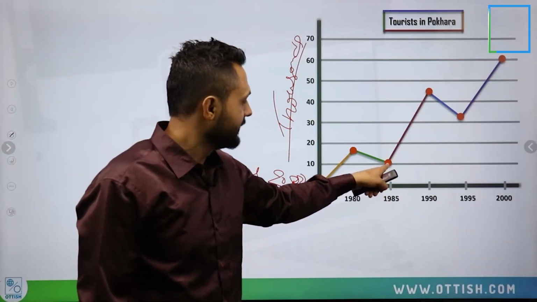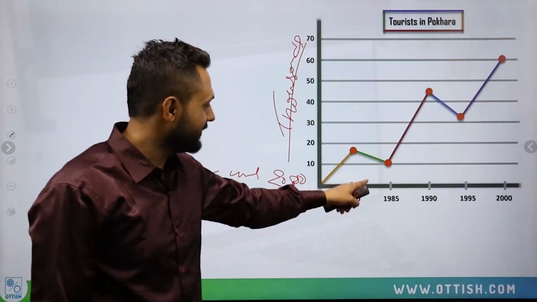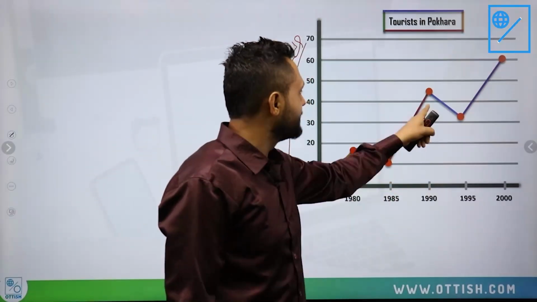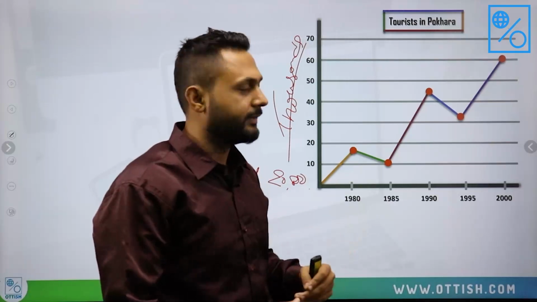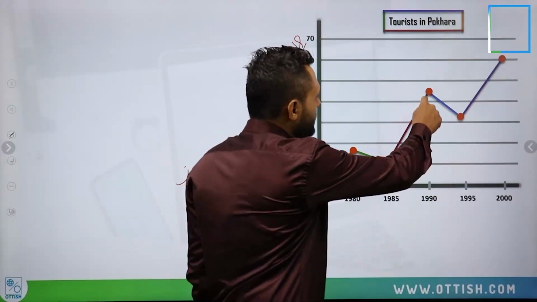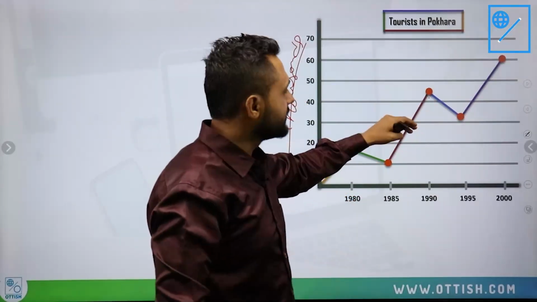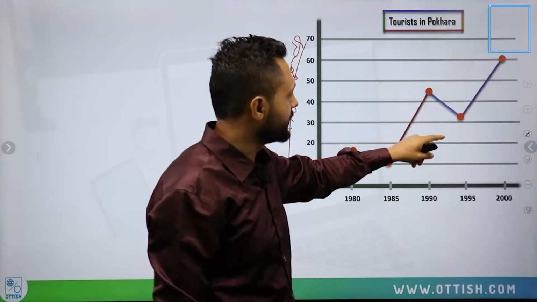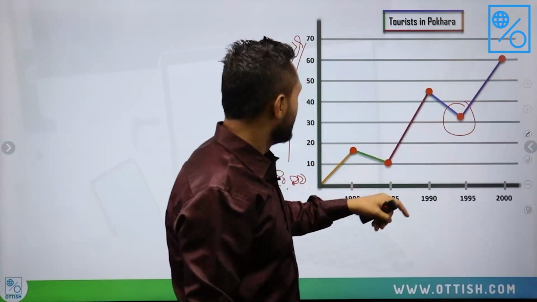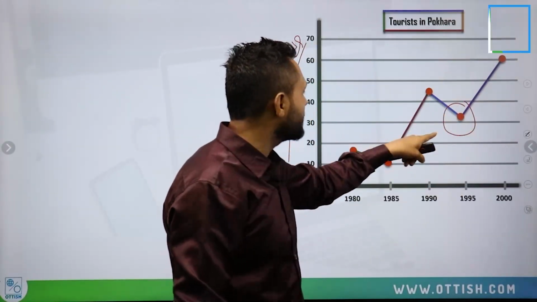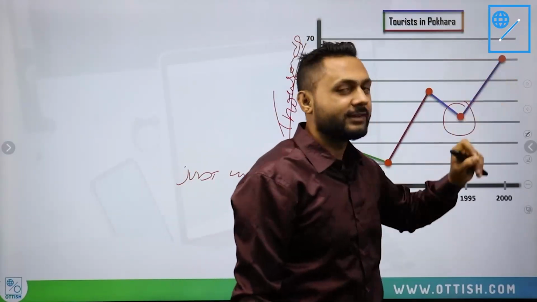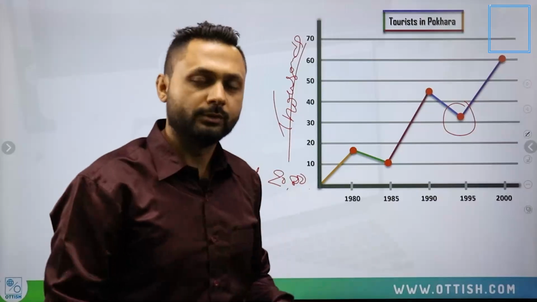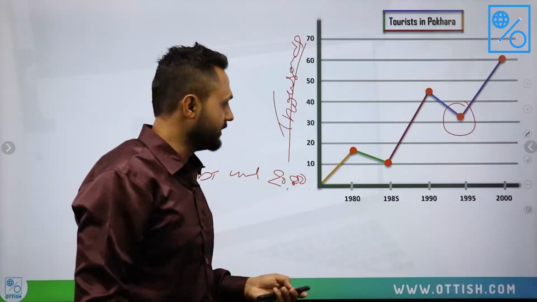In the case of 1985, it is exactly 10,000. Right? It is exactly 10,000. In case of 1990, you can see that it is not just above, but it is well above 40,000. Well above means even a bit higher; if it is only slightly above the line, it is just above, but if it is a bit more above, it is well above 40. Now in this case, you can see that in 1995 it is just above 30. Okay, it is just above 30, and in this case it is exactly 60. So this is the way you can use precision markers here.